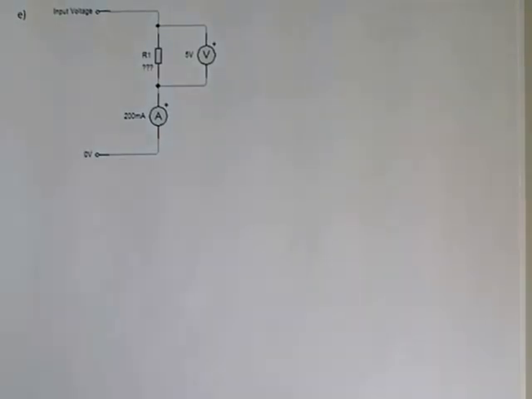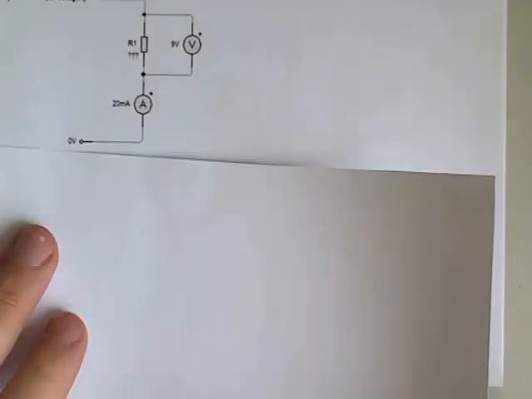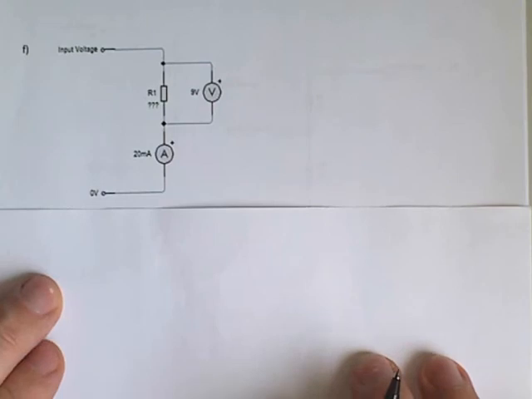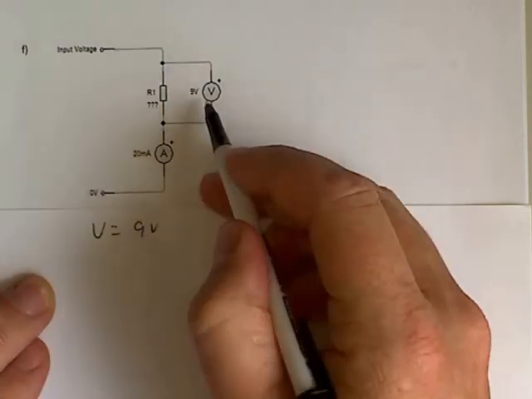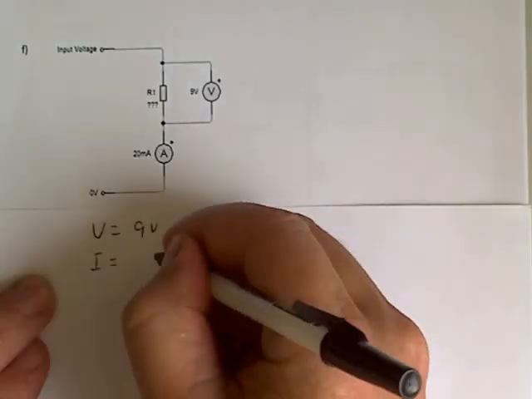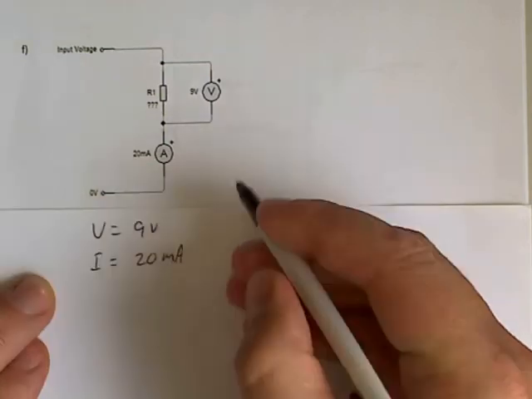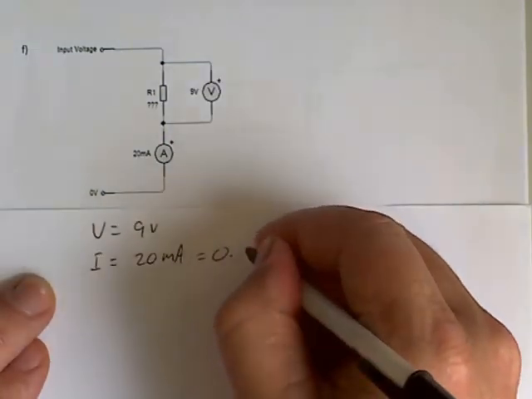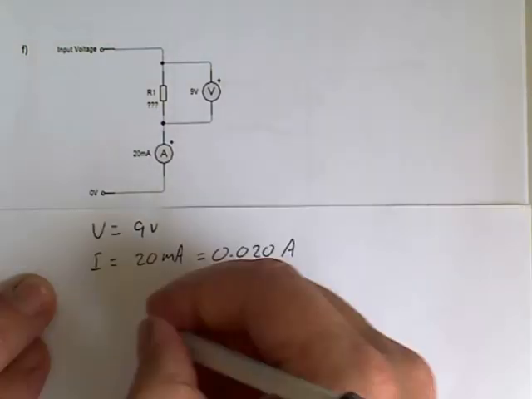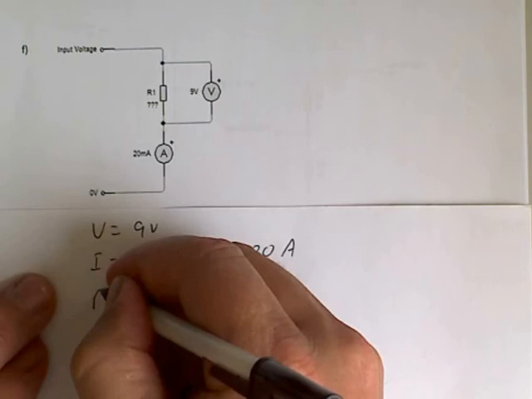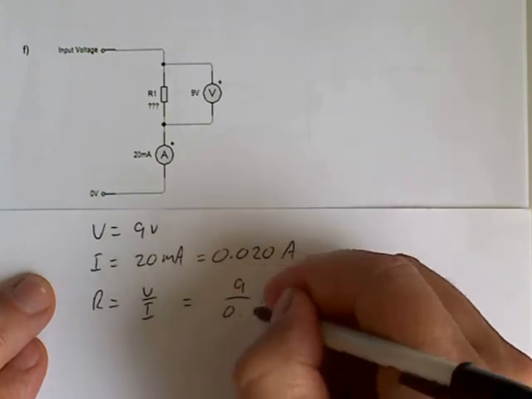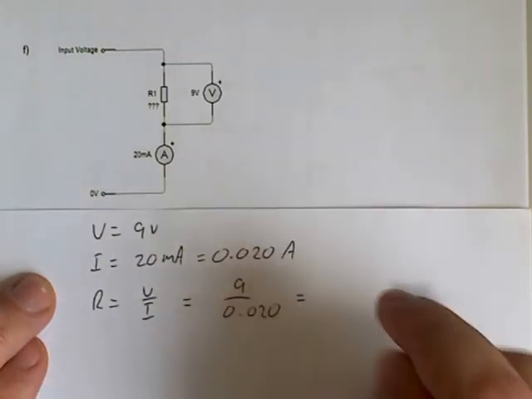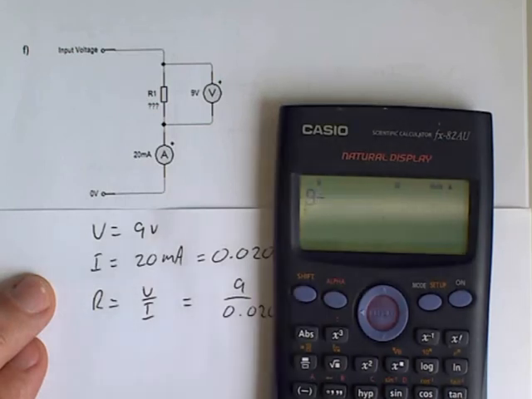Another example. Again, we don't know the resistance. V equals 9 volts. I equals 20 milliamps, which equals 0.020 amps. And again, R equals V divided by I equals 9 divided by 0.020 equals 450 ohms.